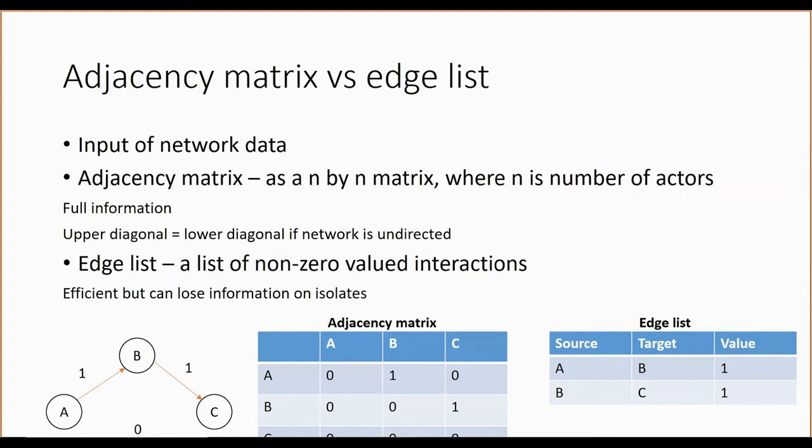But one thing we need to know is that the edge list can lose information on isolates. For example, let's say in the network you have another actor D here, who is an isolate, who doesn't have any network relation with anyone else. If you store your network as an adjacency matrix, D will still show up. But if you store the network as an edge list, then you will never see D. So that's just something to keep in mind.